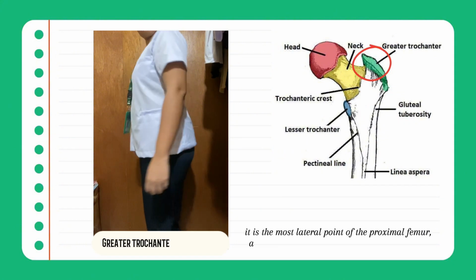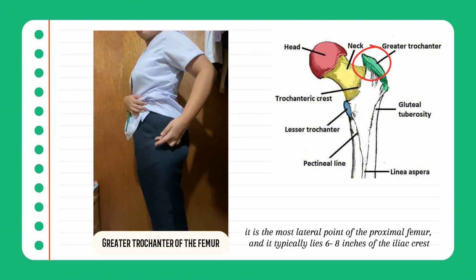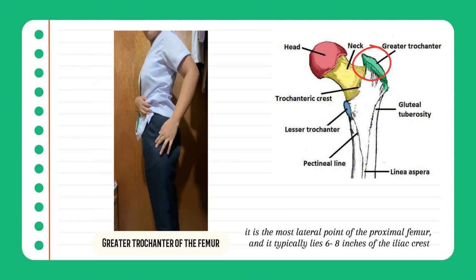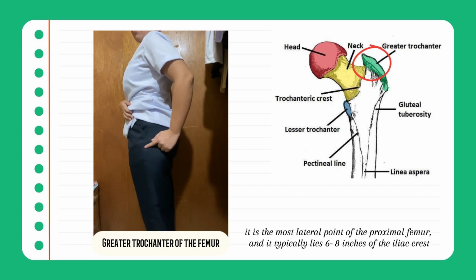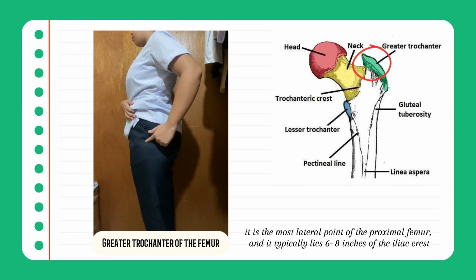Greater trochanter of the femur. It is the most lateral point of the proximal femur, and it typically lies 6 to 8 inches below the iliac crest. This is easier to locate in women than in men because of the wider pelvis. Also, it is more likely to be covered by bulky muscle in men.